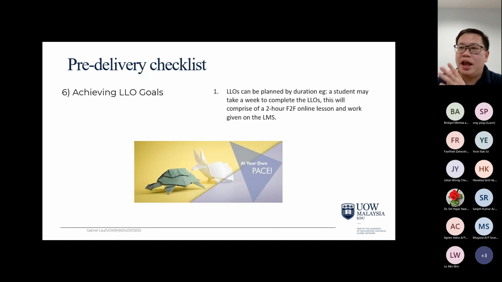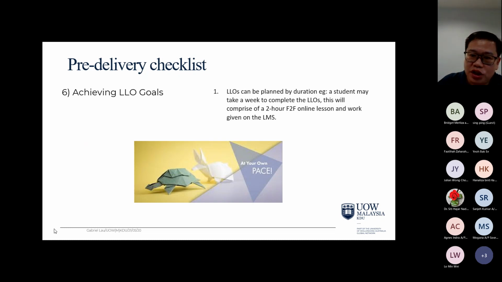Number 6, after that, achieving LLO goals. LLO can be planned by duration. For example, a student may take a week to complete the LLO. This will comprise 2 hours of face-to-face online lessons and work given on the LMS.